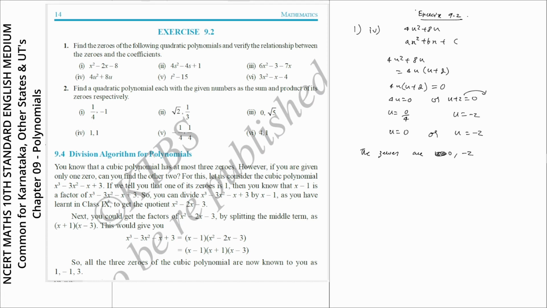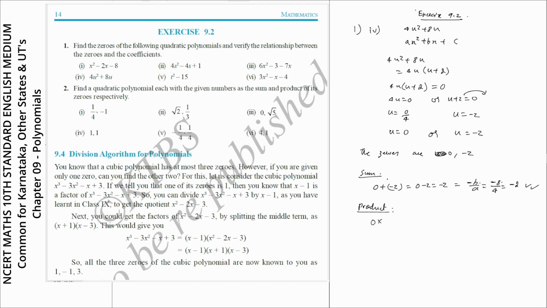Now I'll check the properties. I'll add 0 plus of minus 2, which is minus 2. So this should be equal to minus b by a. What is b? B is 8. So minus of 8 by a, which is 4. Minus 4 ones are 4, 4 twos are 8. So I'll get minus 2. So it is verified.